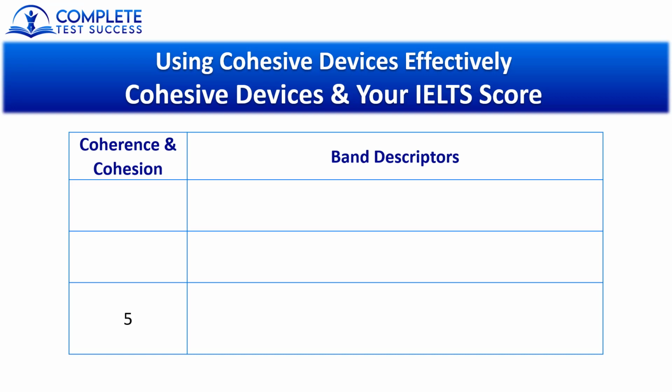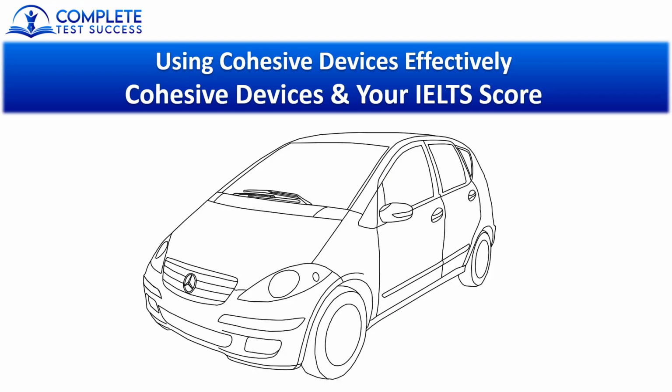So let's start with a band 5. And one reason you might get a band 5 is if you make inadequate use of cohesive devices. Now, when I talk about these types of mistakes, I like to think of driving a car as a metaphor for this. When you're driving and you want to turn left, we have these lights that we call indicators. So these are the orange lights on the left side of the car. And when you want to turn left, you turn them on.